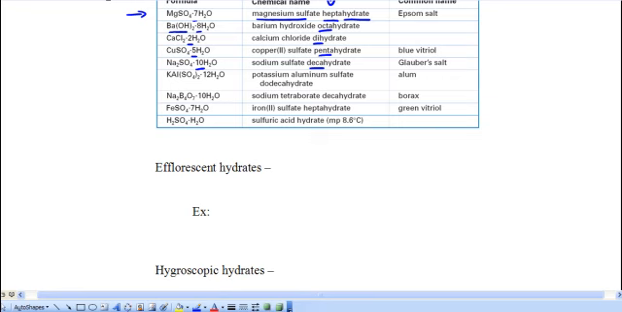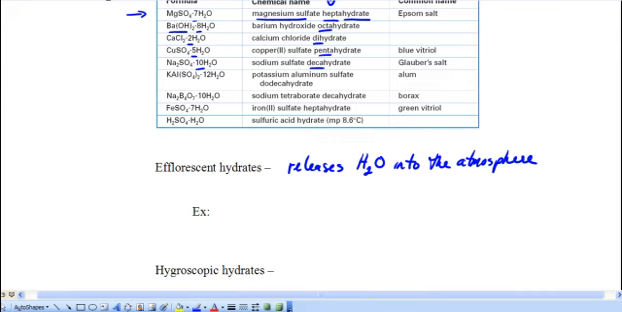Some of the hydrates will actually release their water into the atmosphere. If that happens, we say that the hydrate is efflorescing. An efflorescent hydrate releases water into the atmosphere. It will do that when the vapor pressure of the hydrate is greater than that of the atmosphere.